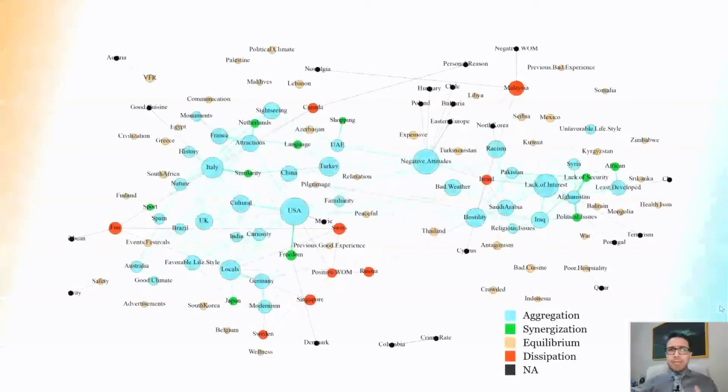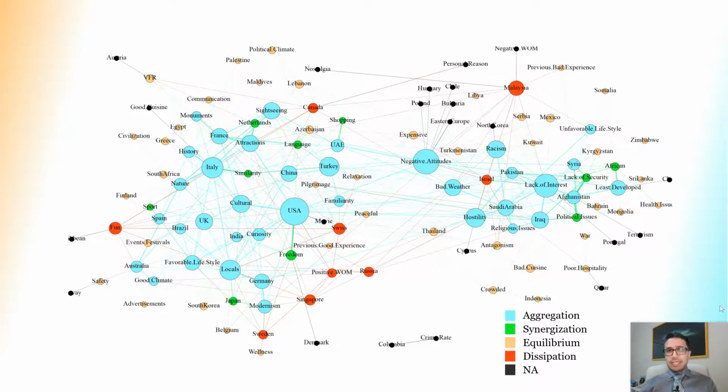In fact, combining these two indices, we can analyze the stage of the node. As you can see, most of the nodes in equilibrium stage reside on the peripheral area of the system, whereas the aggregation nodes are in the core area of the network where all the action is. We have very few dissipation and synergization type of nodes in stage.